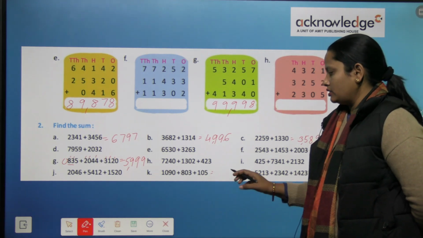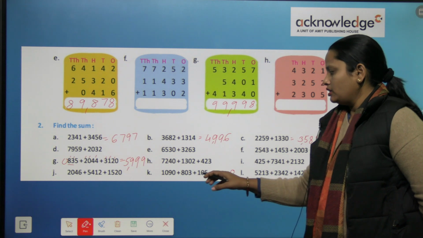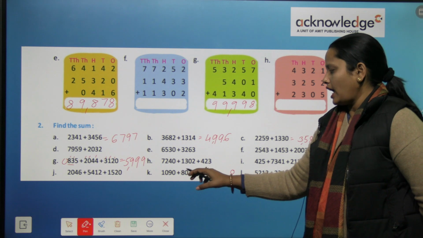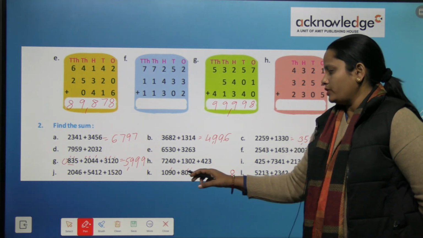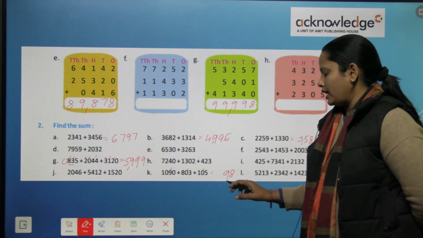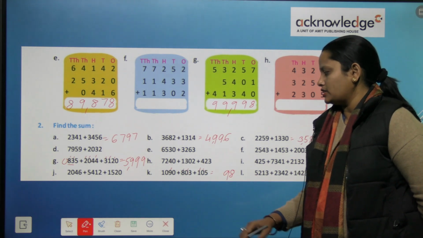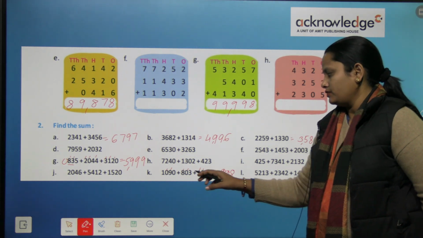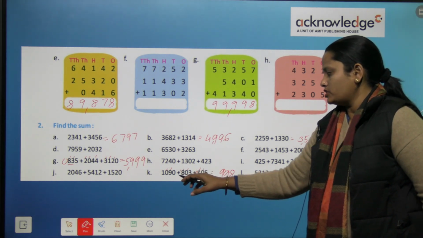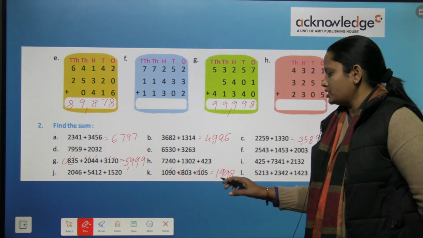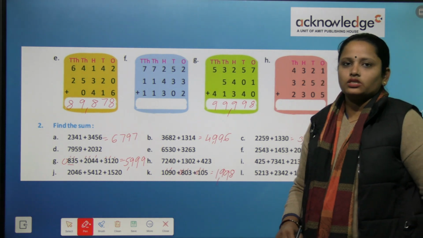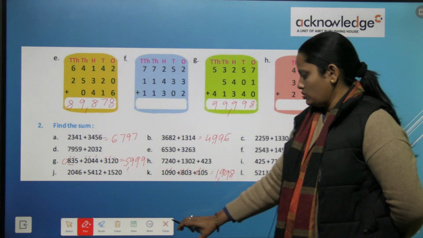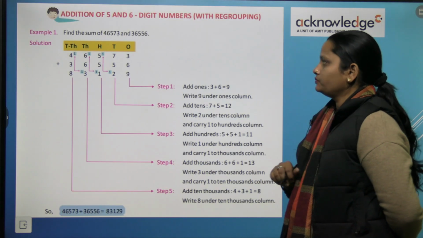Similarly, let's do this one. 5 plus 3 is 8 and plus 0 is 8 only. Now let's add this tens digit. 0 plus 0 plus 9 is 9. Next 1 plus 8 is 9. 8 plus 1 is 9 and 0. It's 9 here. Again no digit is here, but only one digit is remaining. So the answer is 1,999. So children, like this you have to add the rest of the questions on your own.